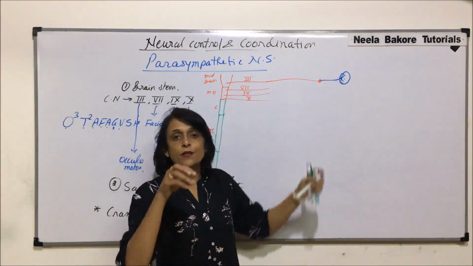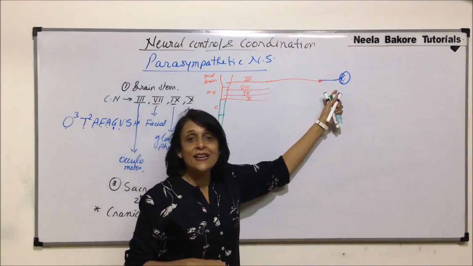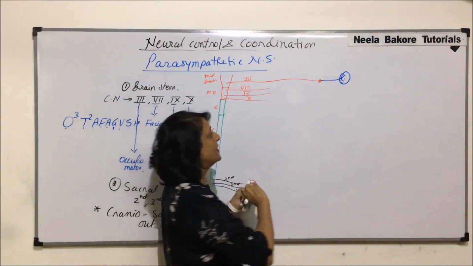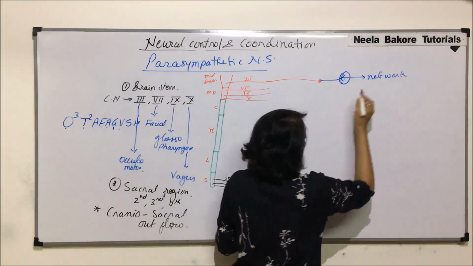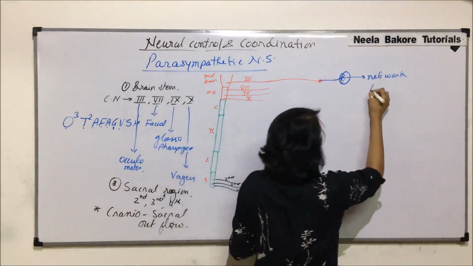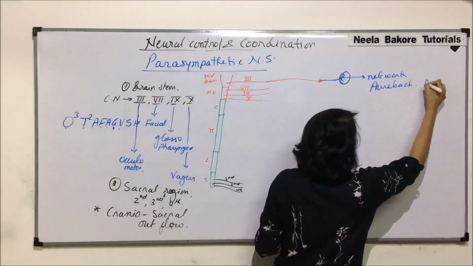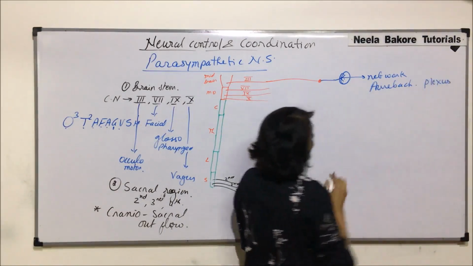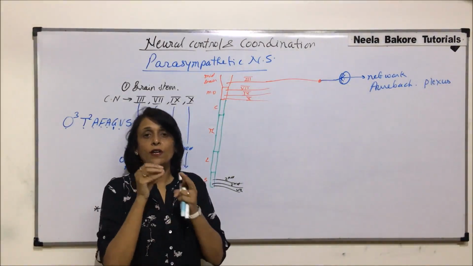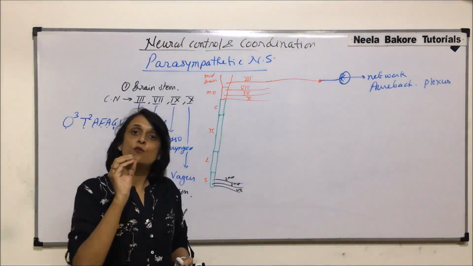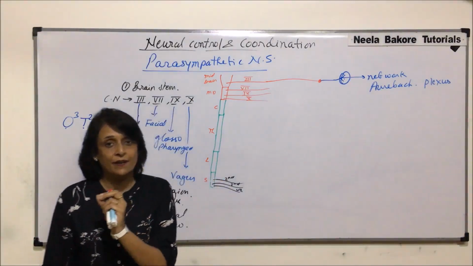And postganglionic nerve fiber, as soon as it emerges or arises from the ganglion, it divides into branches. This is the network, which is known as the orbic plexus. And because these branches are being produced right there on the organ or in its muscles, its effect is very limited. So parasympathetic nervous system has a very limited effect.